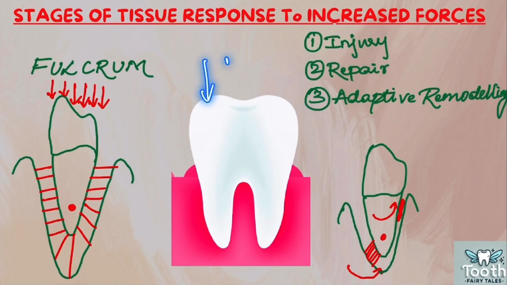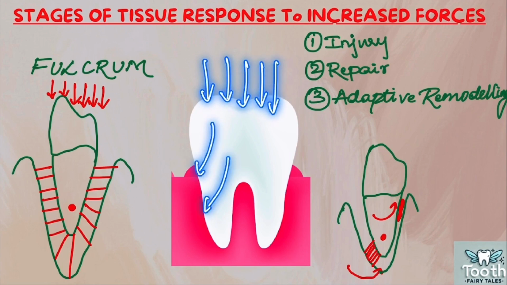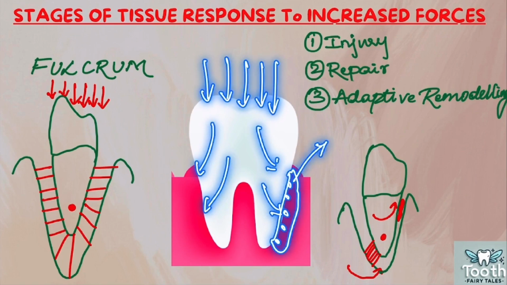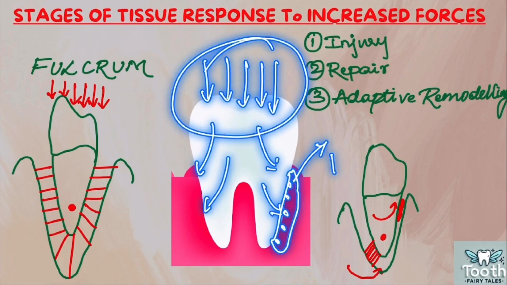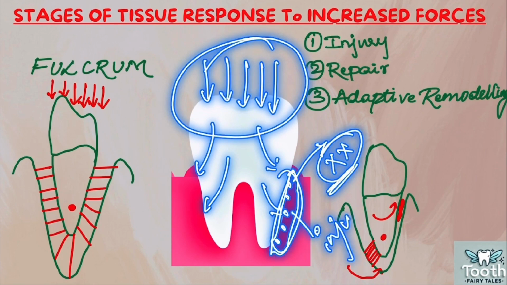When the excessive amount of occlusal forces are applied onto the tooth, these occlusal forces are transferred to the periodontal ligament area. Now, the periodontal ligament area will not have the capacity to bear this excessive amount of occlusal forces, resulting in the injury to the periodontal ligament area.